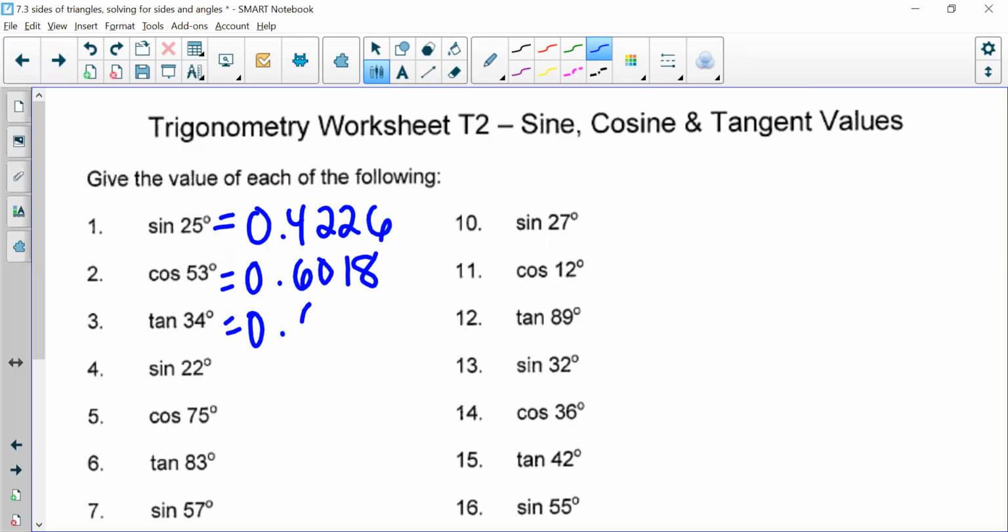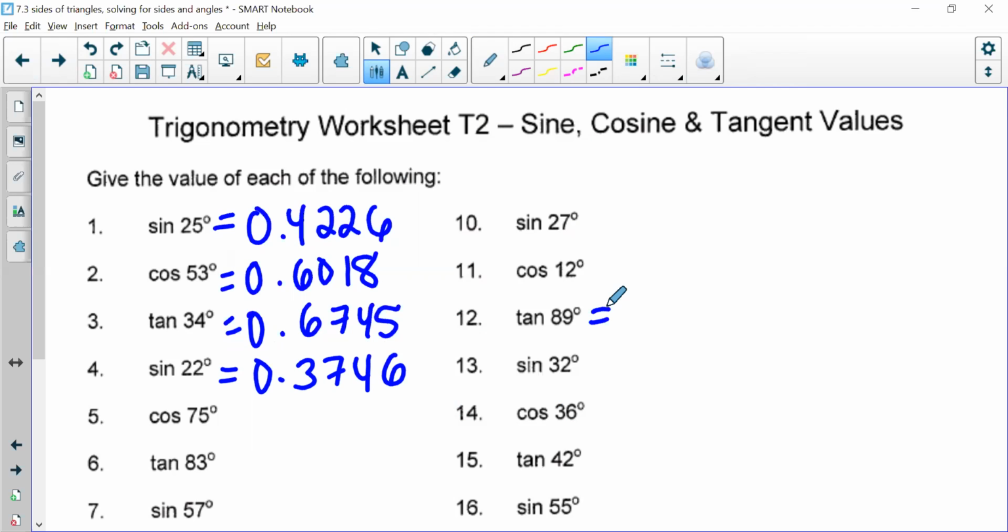How about tangent of 34? 0.6745. Very good. How long do you want us to go on for? Just 4 decimal places is fine. I actually don't want you to round to the very end, but I'm going to show you that in just 1 minute. So just hold on to that question. Okay. How about sine of 22? Anyone got that? 0.3746. Very good.